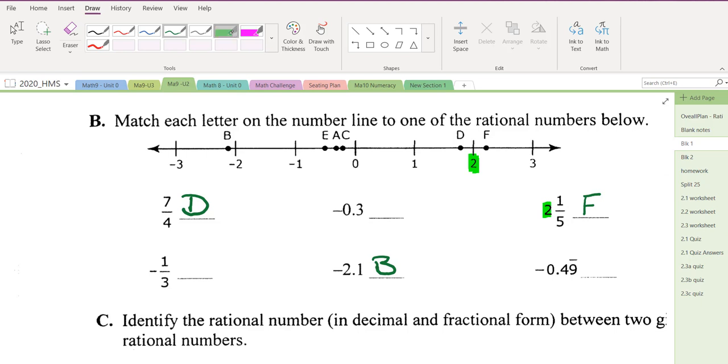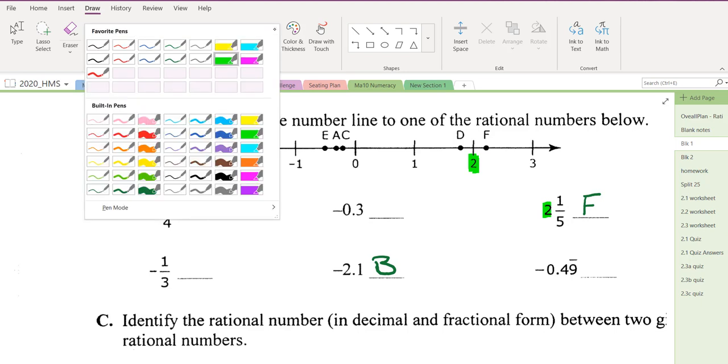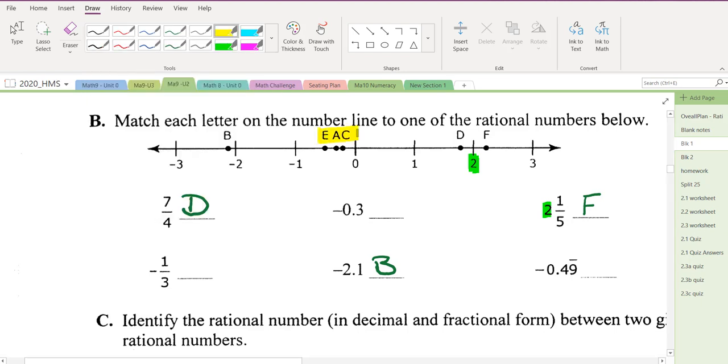We have E, A, C, which are really close together. So anybody want to discuss a strategy they use to separate these out? David? I think negative 0.49 is E because it's towards the middle. Yeah, it's very close to 0.50. All right. So I agree, it should be somewhere in the middle. But compared to the other ones, you can't just go off that one.